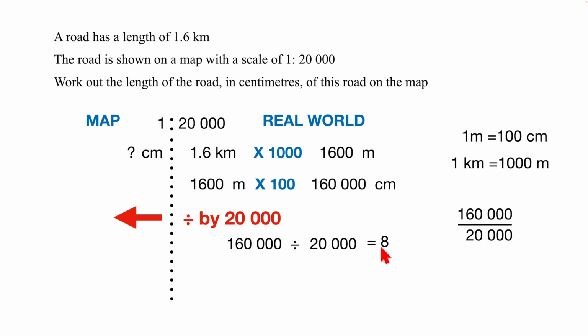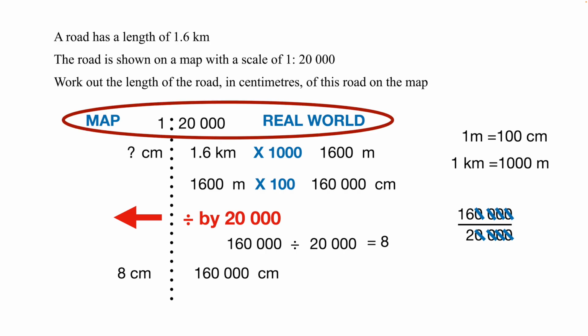Or I can do the calculation, hopefully, if I haven't got a calculator. And I'll use the old trick that I can divide or multiply both the top and the bottom by the same number and it remains the same fraction. So I can divide by 10. Oh, I've got another 0. I can divide by another 10. I can divide by 10 and I can divide by 10. And I get 16 over 2. 16 over 2 equals 8. 8 centimetres. And that's the answer.